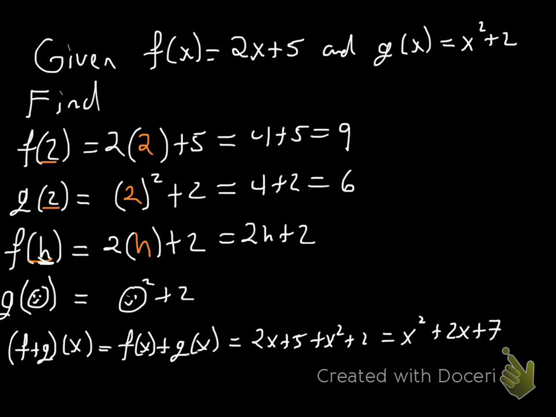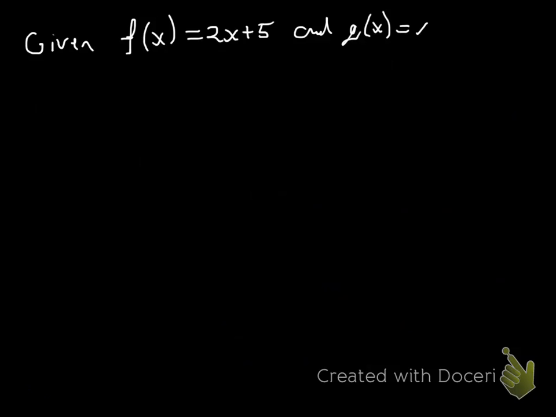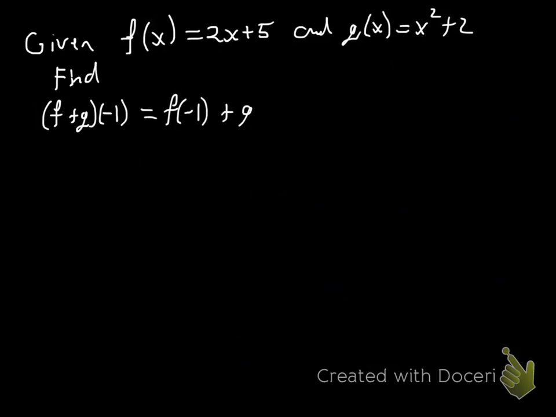So let's look at another example here. Let's say we're given the same functions, and we're going to do a couple more sums, differences, and quotients and that kind of stuff. So let's find f plus g of -1. That means f of -1 plus g of -1. So we need to plug -1 into the f function and -1 into the g function, find what those are, and add them.